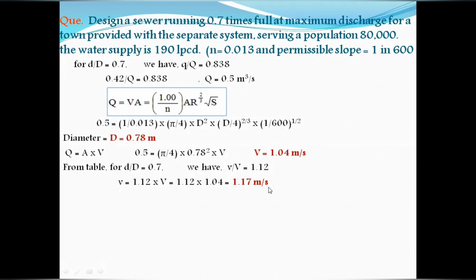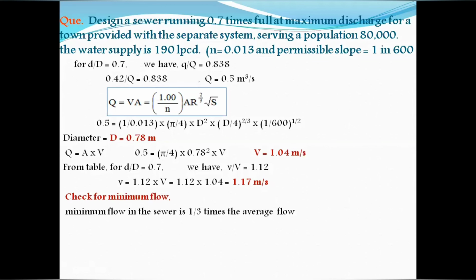Then we have to check for the minimum flow. That means at minimum flow whether the sewage is running with self-cleansing velocity or not. If the sewage is not running with the self-cleansing velocity, then it may create problems in future. That's why we have to check it for the minimum flow velocity. We know that minimum flow in the sewer is 1/3 times the average flow, and average flow is already calculated in the previous slide. That's why here it is directly written as 0.114 meter cube per second is the average flow, and 1/3 is the multiplication factor.